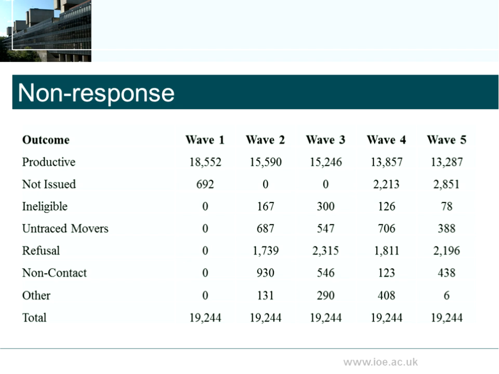In this table, you have a detailed breakdown of the types of non-response, so non-responding families. Here you have, for instance, refusals, respondents who have refused to participate in the study, and you can see that this number has slightly increased over time, although it has dropped between wave 3 and wave 4. Non-contacts also have started at a high level and then decreased slightly.